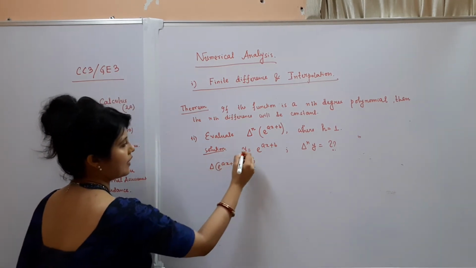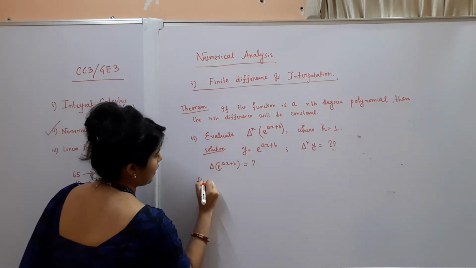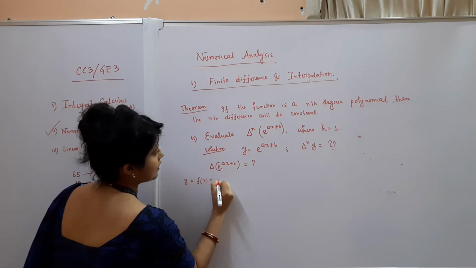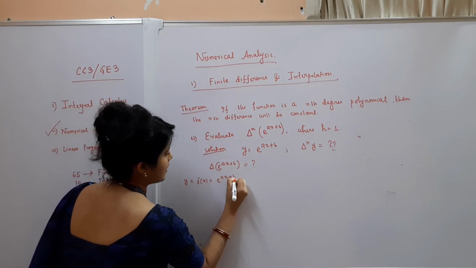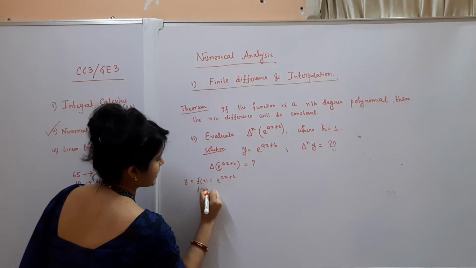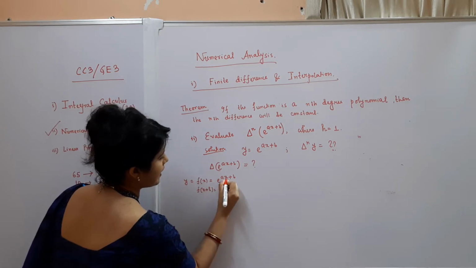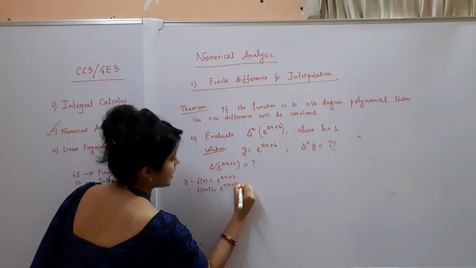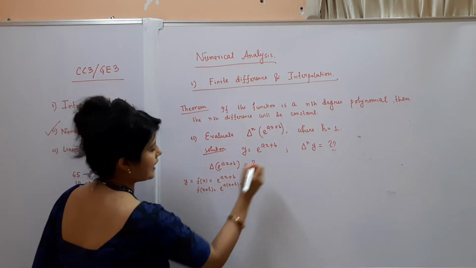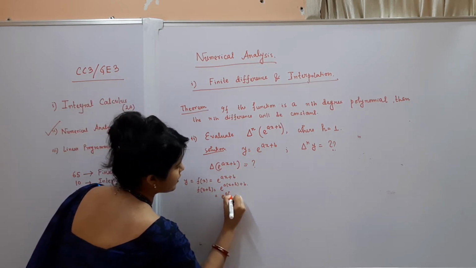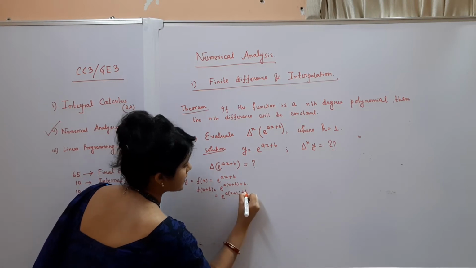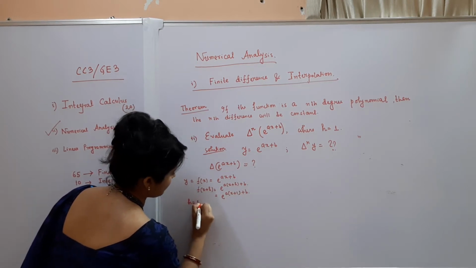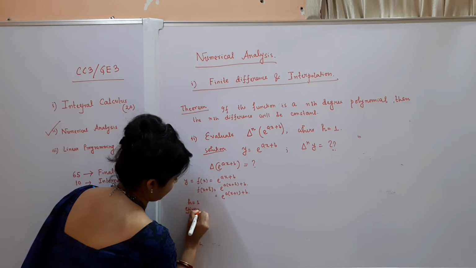So here y is equal to f of x equal to e to the power ax plus b. So what will be f of x plus h? There will be x plus h in the place of x, so e to the power a(x plus h) plus b. But here h is 1, so you can write e to the power ax plus a plus b, because h is 1, it is given.